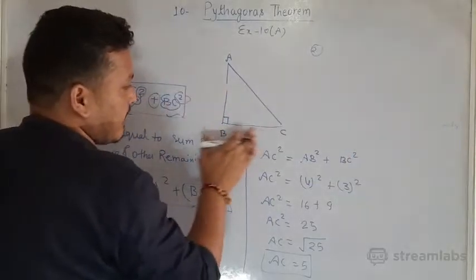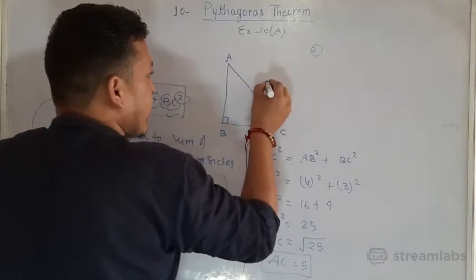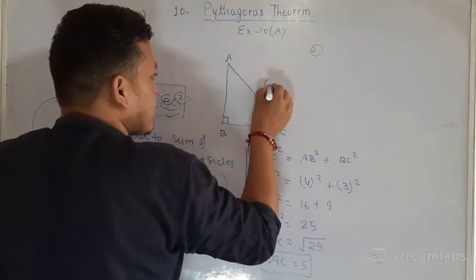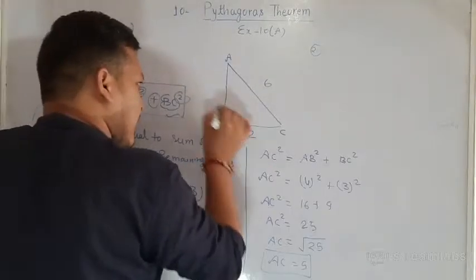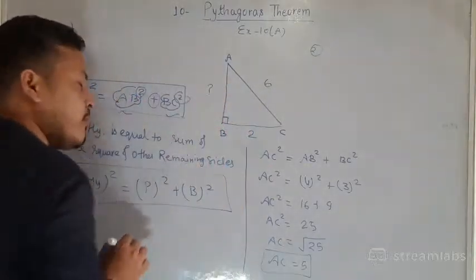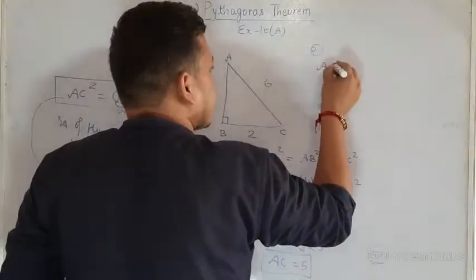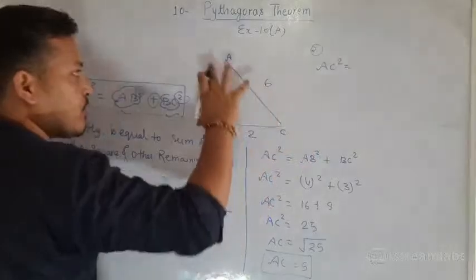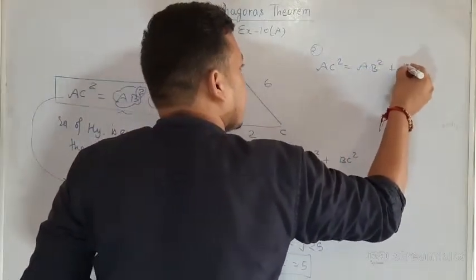If another triangle ABC is given, with one side 6 and one side 2, to calculate this side, the length of the perpendicular, we can apply the Pythagoras theorem. So AC square is equal to AB square plus BC square.